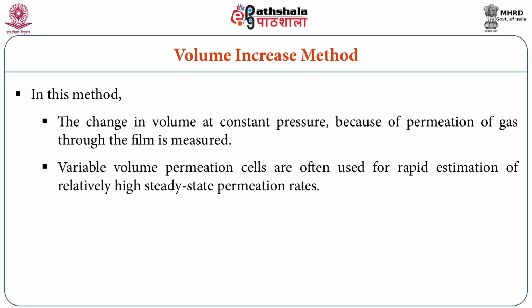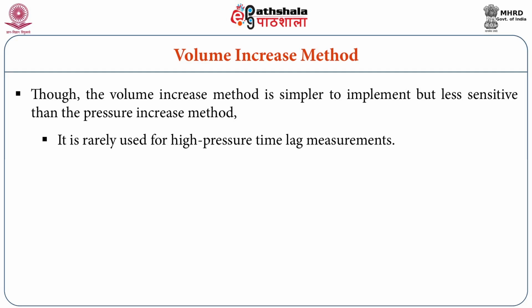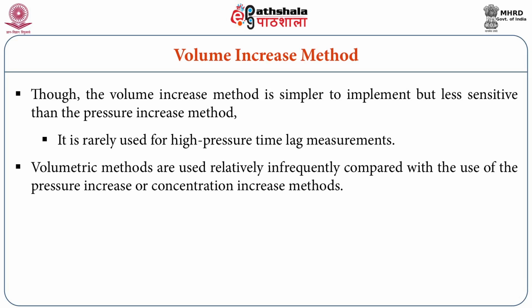Variable volume permeation cells are often used for rapid estimation of relatively high steady state permeation rates. Though the volume increase method is simpler to implement but less sensitive than the pressure increase method, it is rarely used for high pressure time lag measurements. Volumetric methods are used relatively infrequently compared with the use of pressure increase or concentration increase methods.